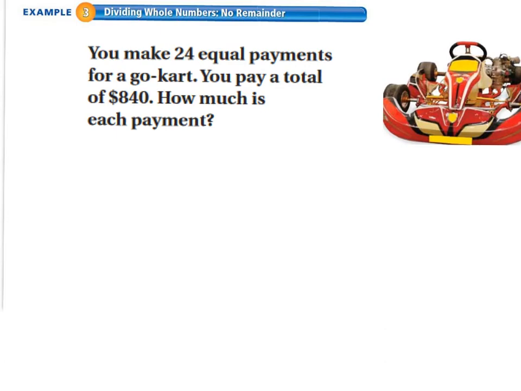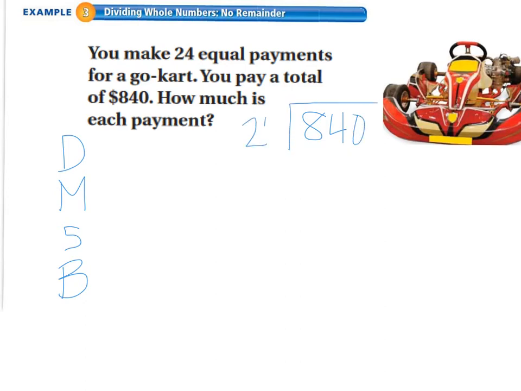To do this, I'll use long division. Thinking back to elementary school, some of you may have learned the acronym Dirty Monkeys Smell Bad. Divide, multiply, subtract, and bring down. I will use that as I do this long division. My dividend is 840. My divisor is 24, and what I am finding will be my quotient.